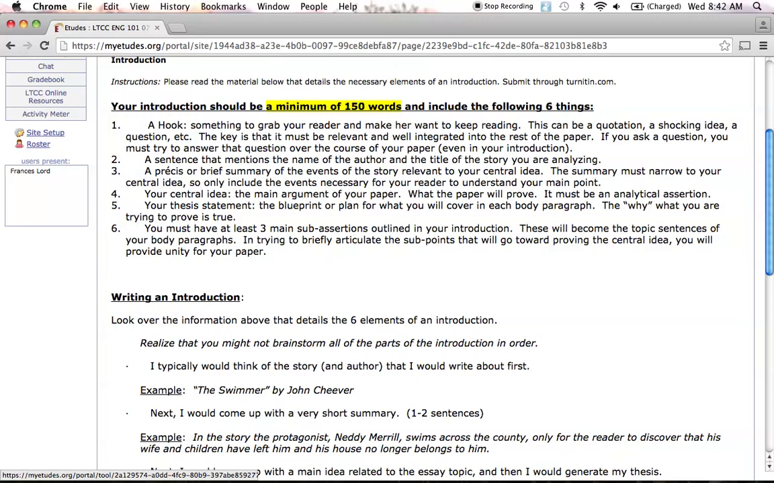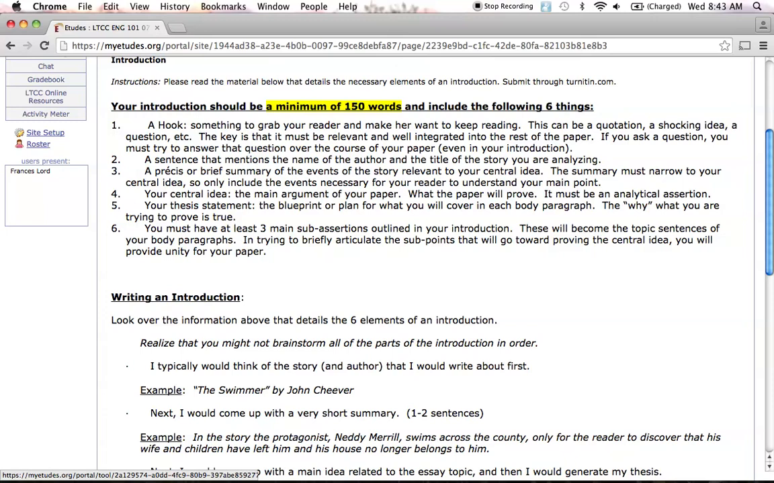Your introduction should be a minimum of 150 words and include the following 6 things. Okay, so again, this is a nice recipe for you to follow. Number 1, you're going to have a hook. That's something to grab the attention of your reader. It's a device to grab the attention of your reader in the first sentence of your introduction. It could be a quote, a question, a shocking idea, a statistic that's relevant, an anecdote. There's a lot of different ones. I should create a module on that, but basically you want it to be completely relevant and integrated into what your paper is.